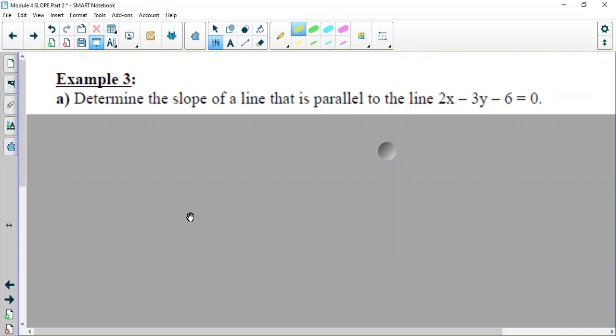Why can't I just look at that equation in standard form and figure out the slope? Why can't I say that the slope is 2 from this equation of the line? Does anyone know? Yes, very good. So we cannot look at an equation in standard form and determine the slope of a line. We have to turn it into slope-intercept form.